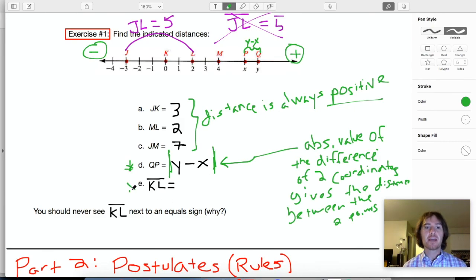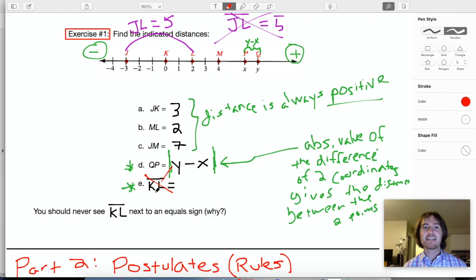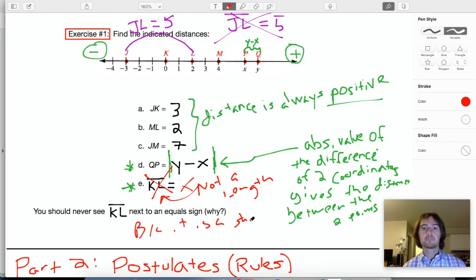What's the problem with this one, guys? This one here, segment KL equals, well, segment KL doesn't equal anything here, okay? Because this is not a length. That is just the segment. So we're not going to get an answer right here, okay? You should never see segment KL next to an equal sign. Why? Because it is a shape, not a distance. You should have said KL equals instead, and KL would equal 2.